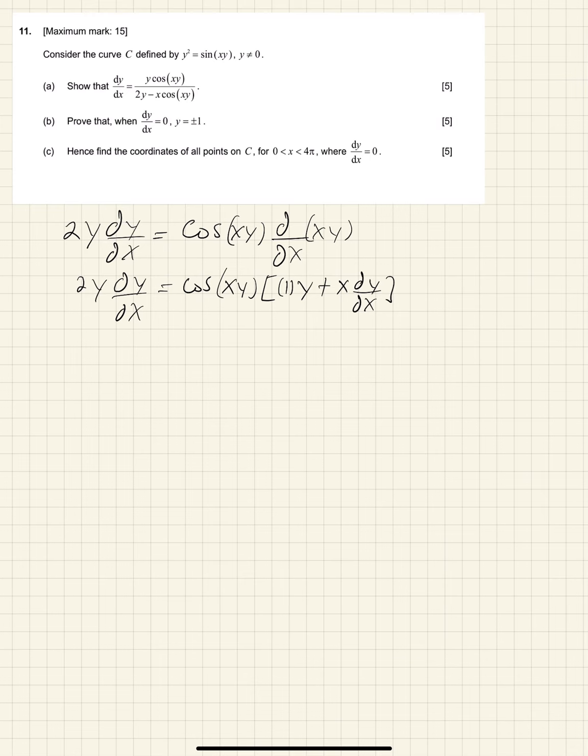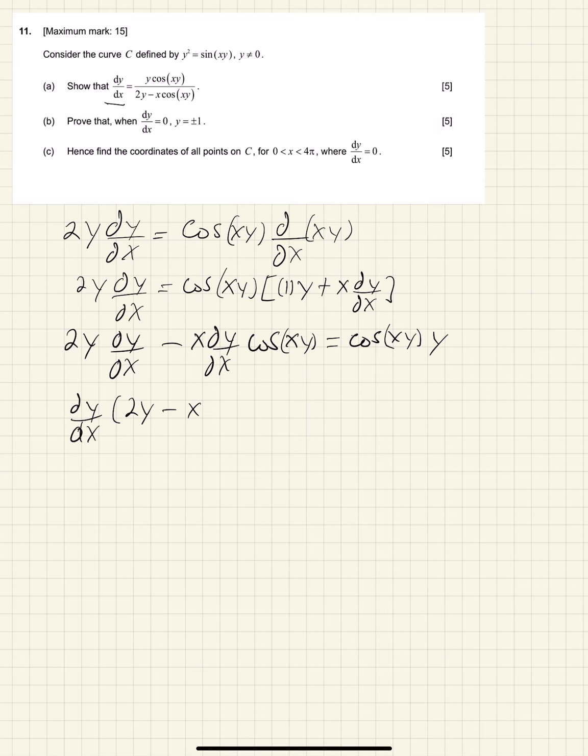So now I want to get all my dy dx's on the same side. So I transfer what I need to. 2y dy dx minus x dy dx times cosine xy is equal to cosine xy times y. Is that clear? Or did I skip a step for you? No. Okay. So now I'm going to factor the dy dx. It's 2y minus x cos xy equals cos xy y.